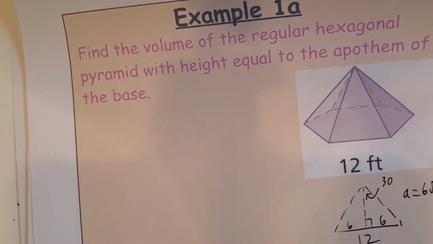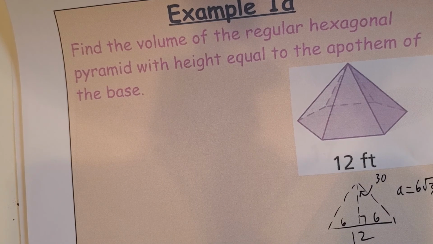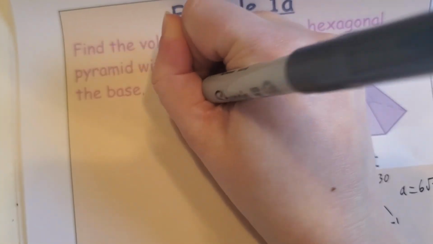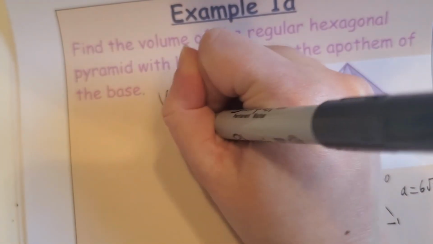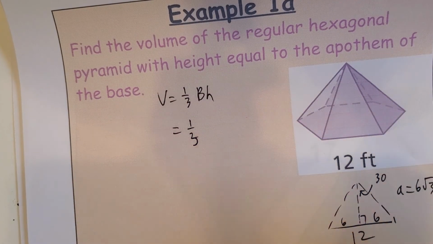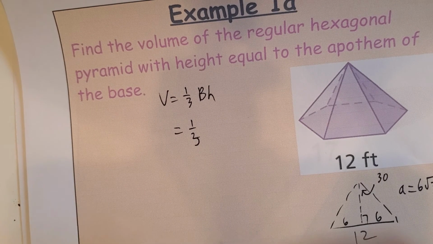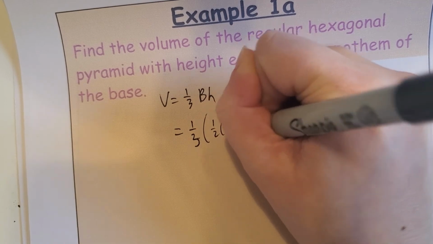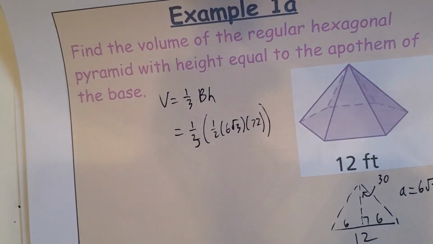Okay? And then since it's a regular hexagon, the perimeter is just going to be 12 times 6, which is 72. So the volume is 1/3 times the area of the base times the height. So this is 1/3. Whoops. And the area formula for the base is half of the apothem times the perimeter. So this is 1/2 times 6√3 times 72. That's the area of the base.